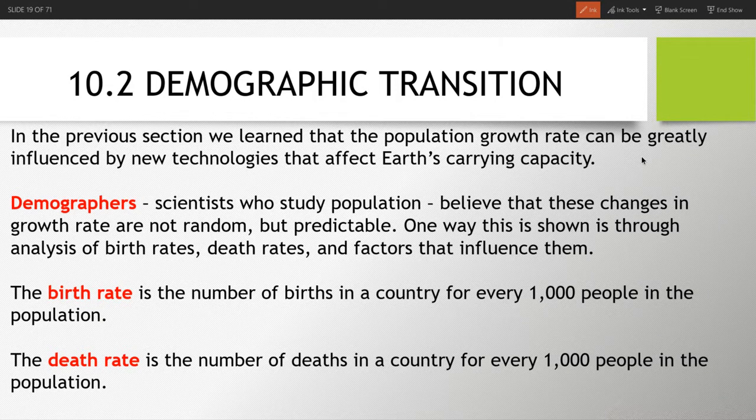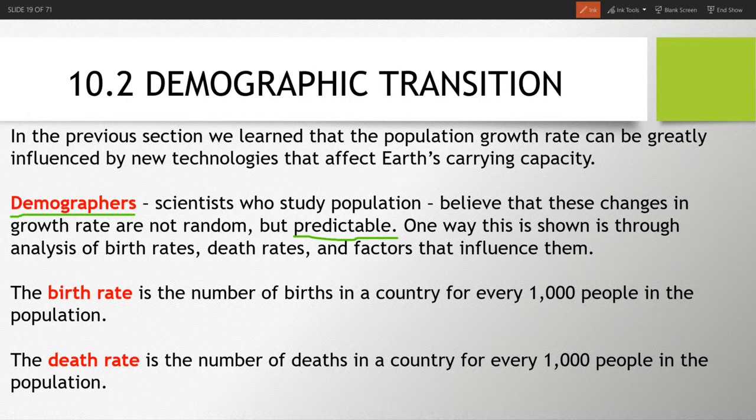So we have a couple of key terms we'll look at first, which we'll explore as we go through this section. First off, demographers is a term that you'll sometimes see used to refer to people who study population. The point is that population change is not random, but can in fact be predicted. And that's the basis of what we will look at today.